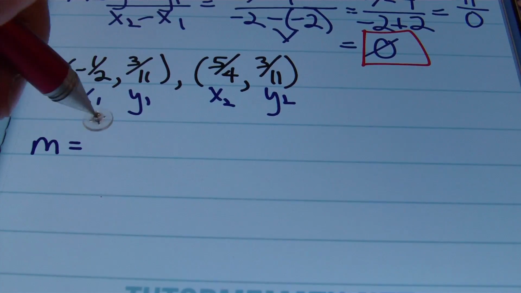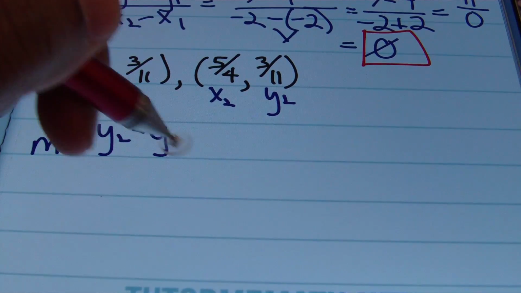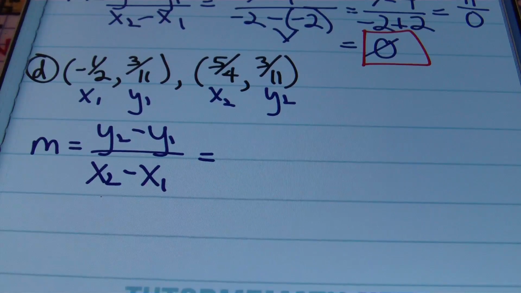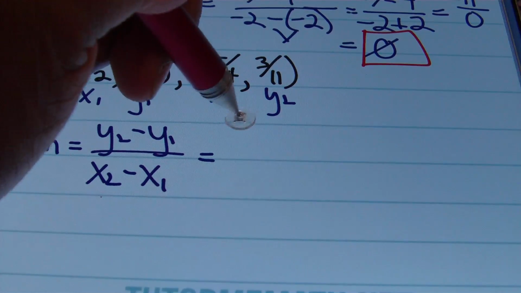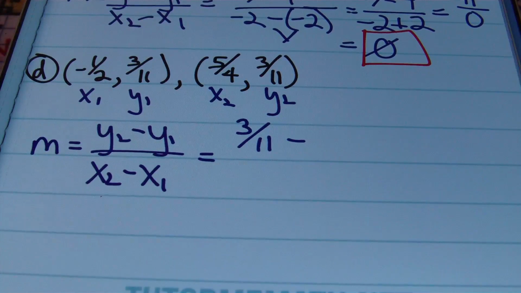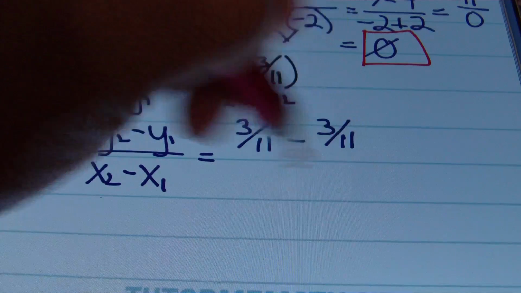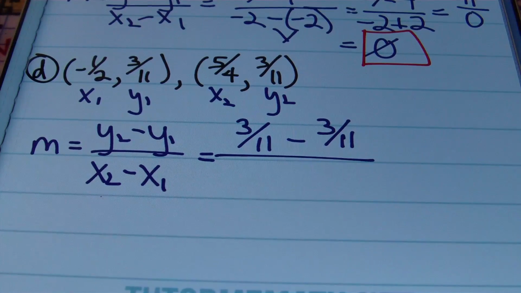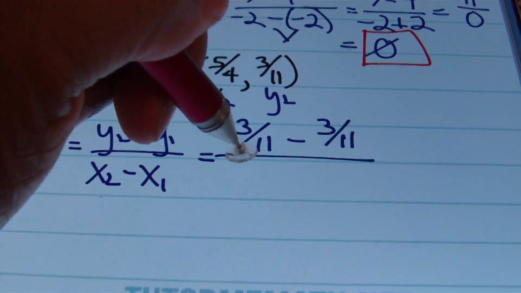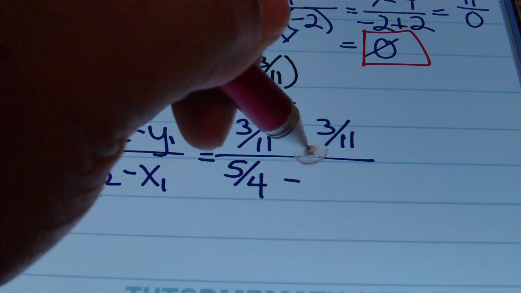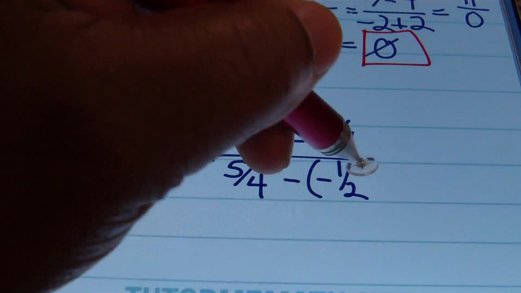So I'll have m equals y2 minus y1 all over x2 minus x1, and then I'll replace these variables with the values that I have for my 2 points here. All right. So my y2 value is going to be 3/11. It sure is. Minus my y1 value, which is also 3/11. Uh-oh. The two y values are the same, so we're dealing with a horizontal line, aren't we? So now we have 5/4 for our x2 value minus our x1 value, which is a negative 1/2. So I'm going to show that using parentheses here.